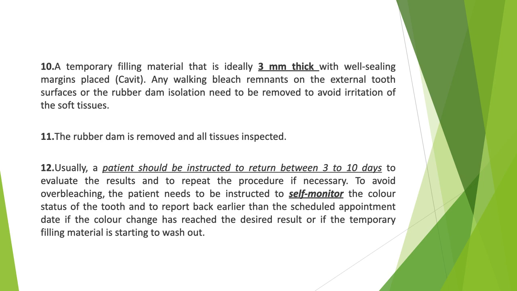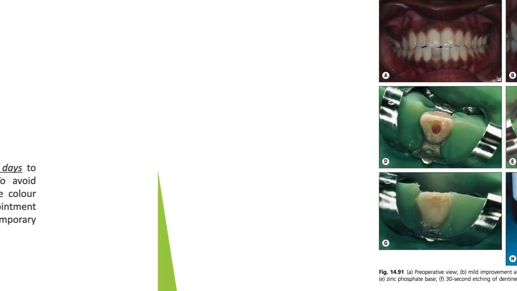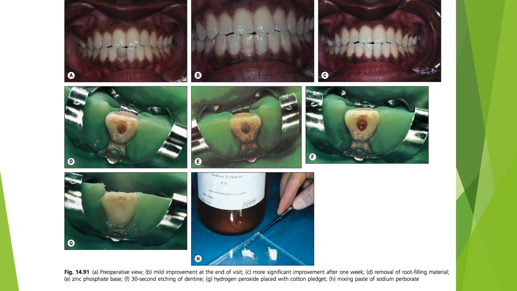The rubber dam is removed, the tissues inspected, and then the patient is instructed to return for a review visit after 3 to 10 days. Then the patient also is instructed to self-monitor the shade of the tooth so that they can know if they have reached the required shade or color of the tooth. This procedure can be repeated over multiple visits.